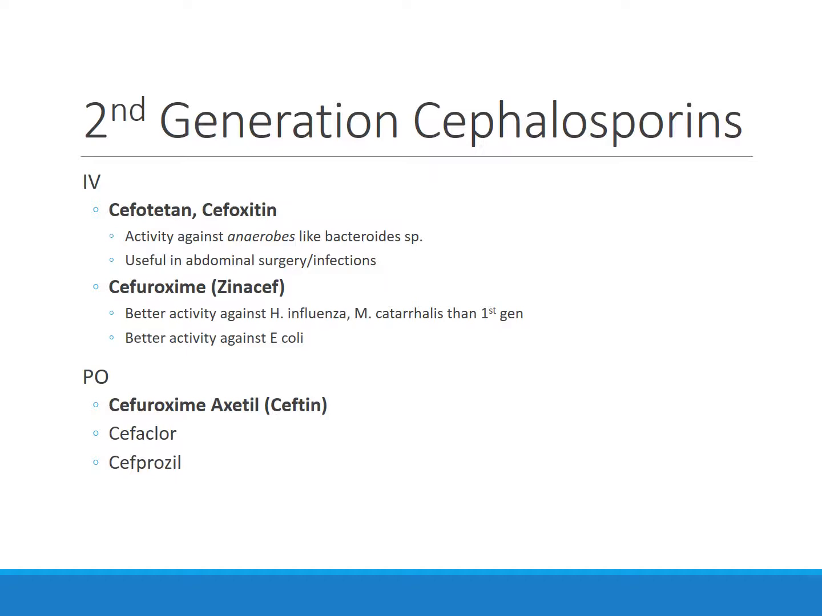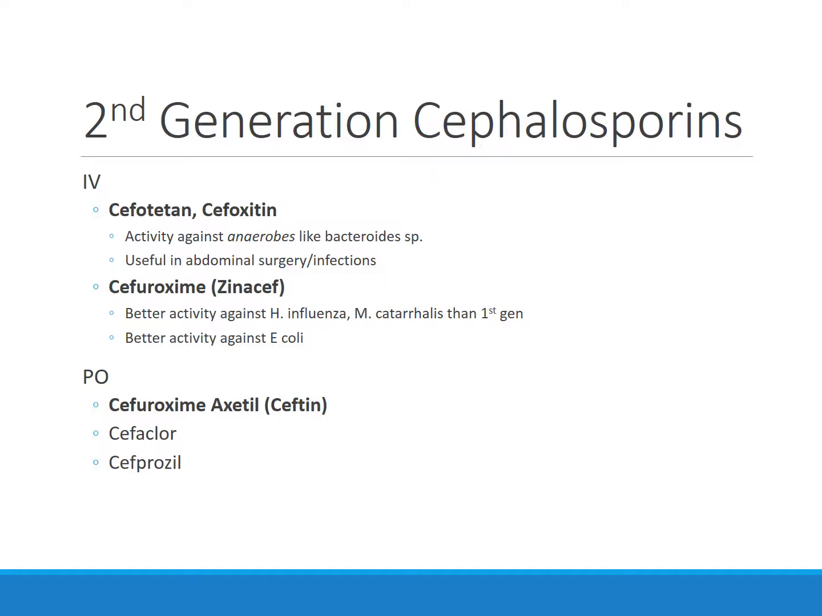And cefotetan and cefoxitin both cover Bacteroides pretty well, so they're useful for abdominal surgery as monotherapy. A lot of times when we're treating intra-abdominal infections, we have to use two different drugs, one to cover gram-negatives, one to cover our anaerobes. And this is one case where, if you're giving IV therapy, because these aren't available orally, you can give one drug with cefoxitin or cefotetan and get by with that.